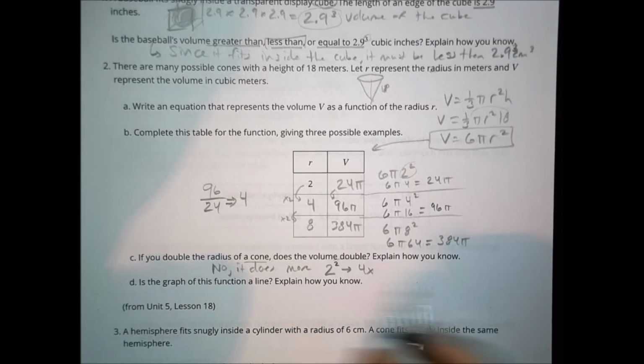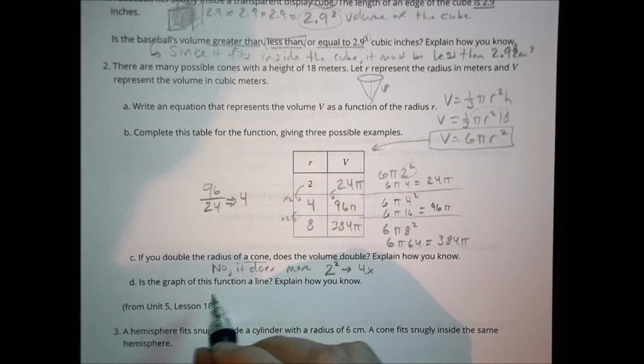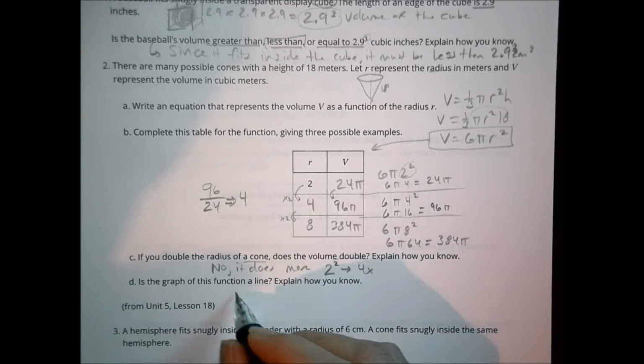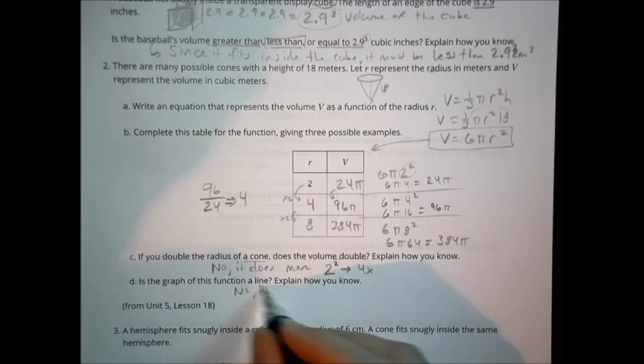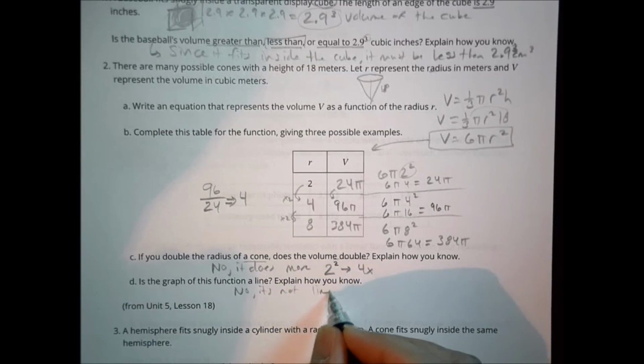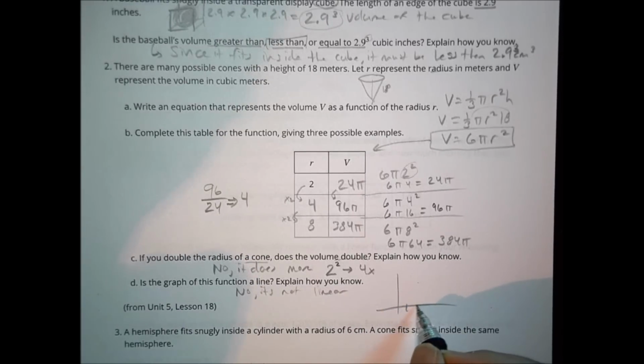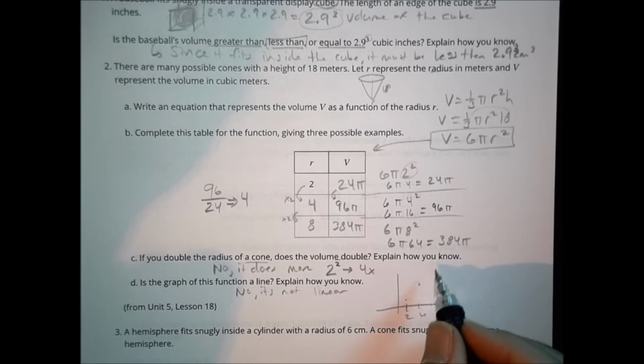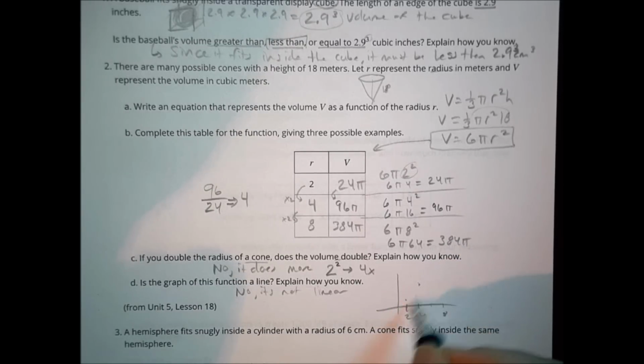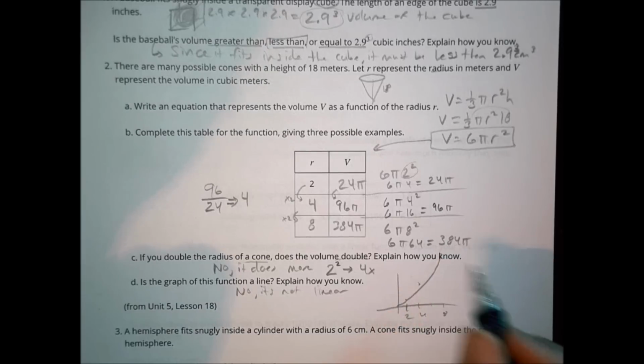Is the graph of this function a line? Explain how you know. Again, we would say no, and that's because it's not linear. Right? If we graph this out, 2, and then 4, and then 8, we have values that are here, here, and way up here. So it's going to be curving up that way, something along those lines.